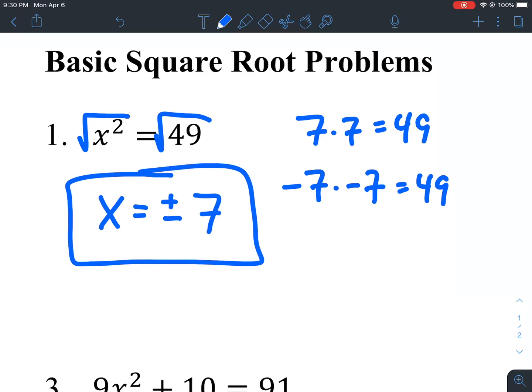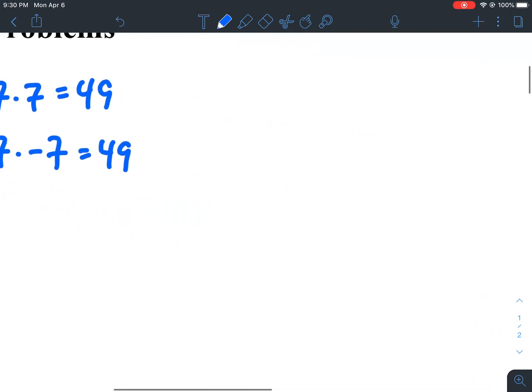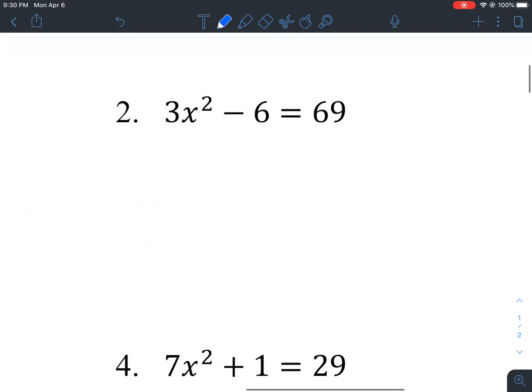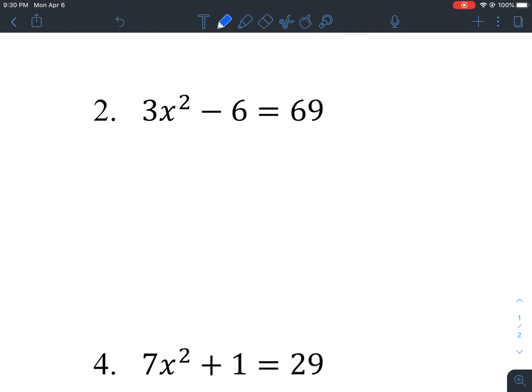Okay, so we do that again just by taking the square root. Most of us should know that already. The one big thing we want to make sure we remember is that plus or minus symbol. Okay, so now if we just take it one step further, we take a look at question 2. 3x squared minus 6 equals 69. Again, the goal is to get x by itself.